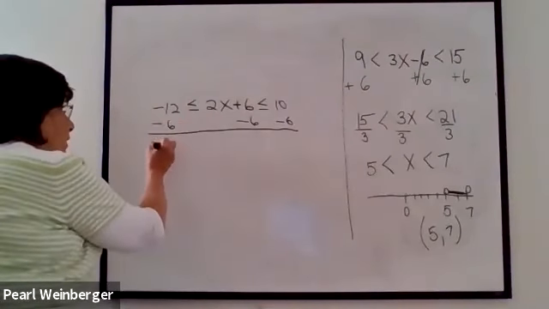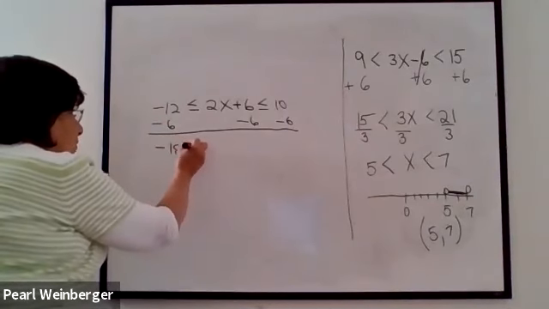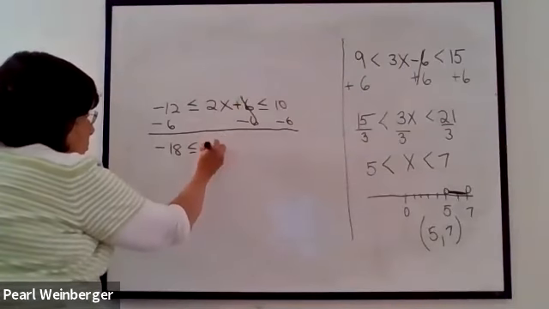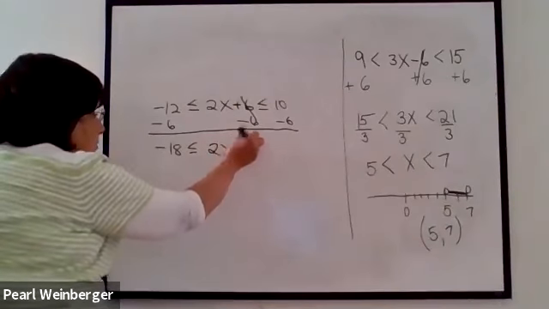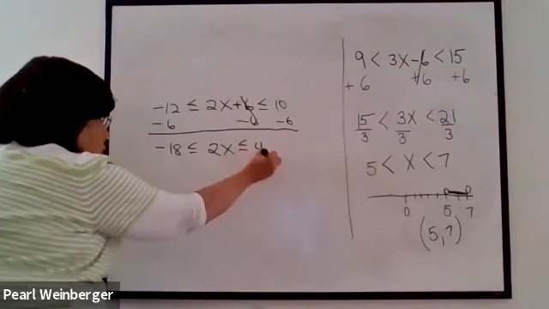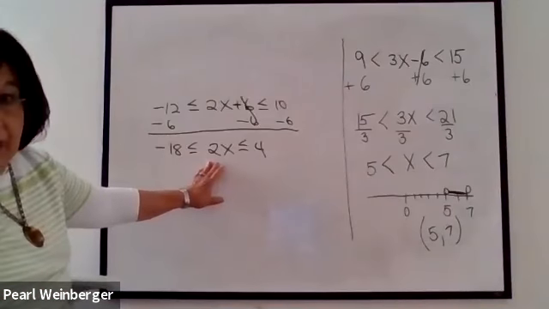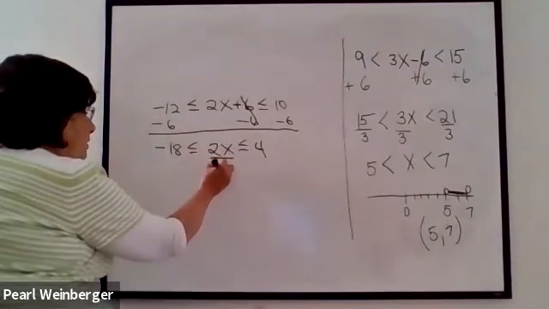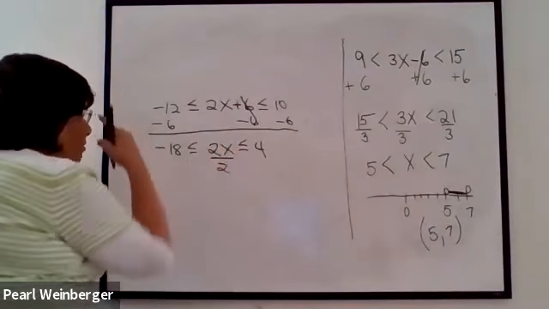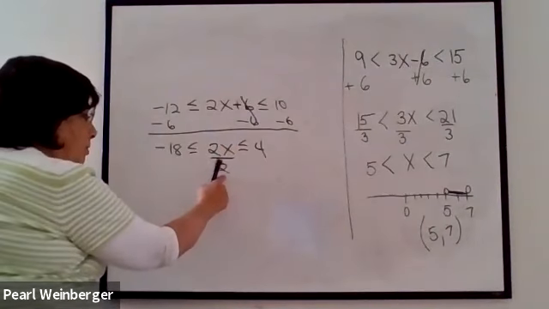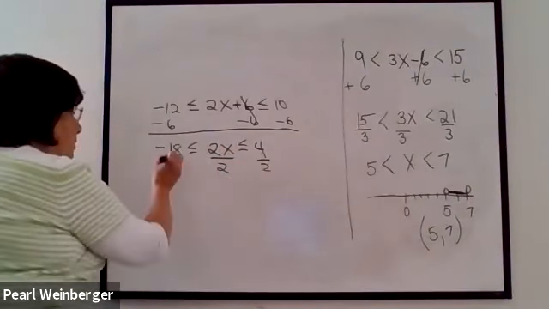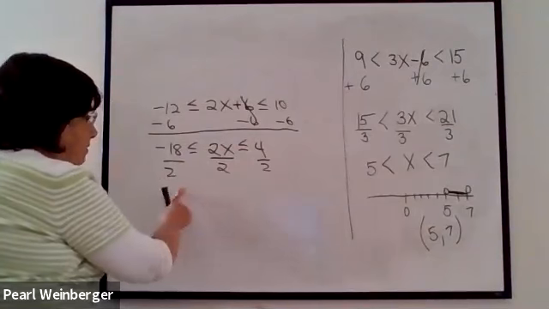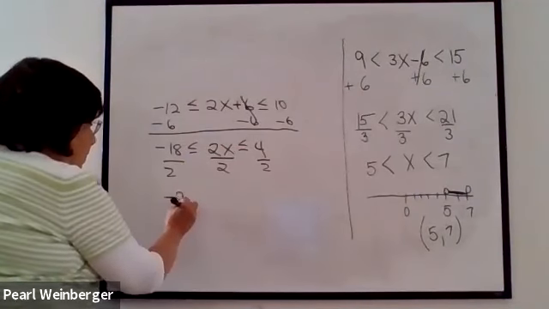So -12 minus 6 is -18. This stays less than or equal to. The 6's I've gotten rid of, so this is just a 2x. And this is less than or equal to 10 minus 6, which is 4. And now I divide by 2 because I want to get the x by itself. Again, I always look at the middle to know what to do. But whatever I do in the middle, I do at either end, on the right side and on the left side. And again, I'm dividing by a positive number, so this is going to give me -9 over here.